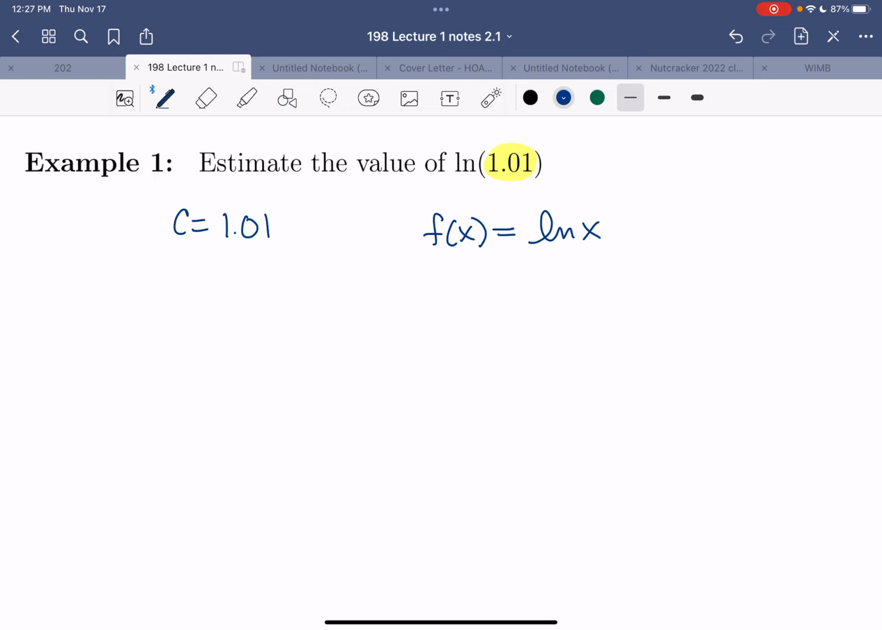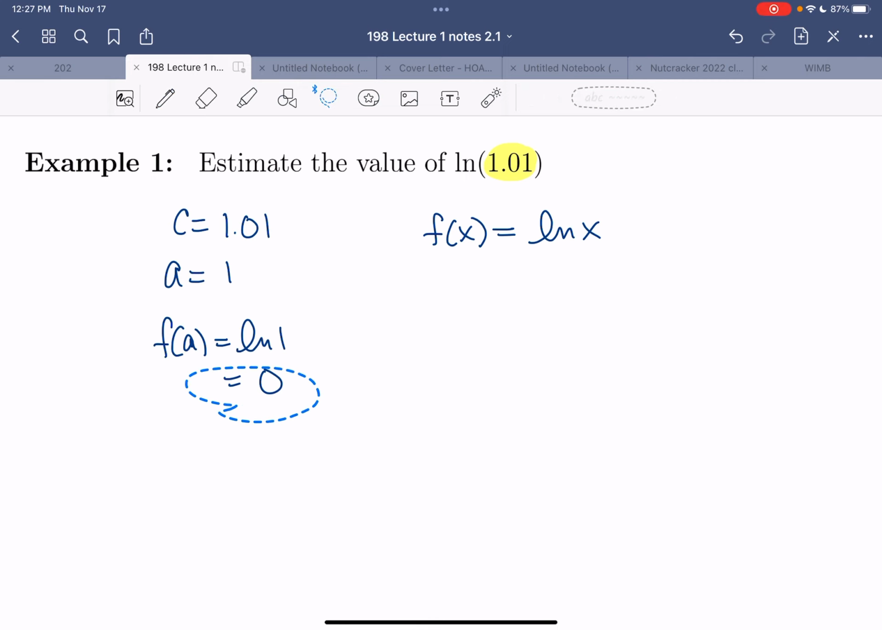Now, in order to find the estimate, I need a number that works well in the function, but is close to my c. And that's what we called the a. In the initial example, we used 49. It was close to 50, but it worked well in the function, meaning I could plug it in and get an answer. So what's a number really close to 1.01? Well, 1. And it works well in the function because if I plug a into my function, that's ln of 1, which is 0. So my f of a is going to be 0.